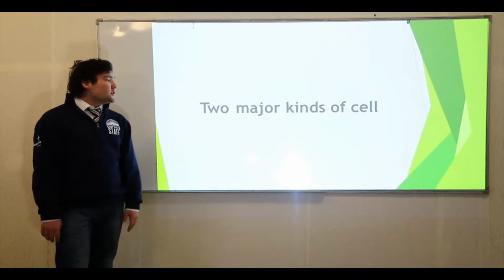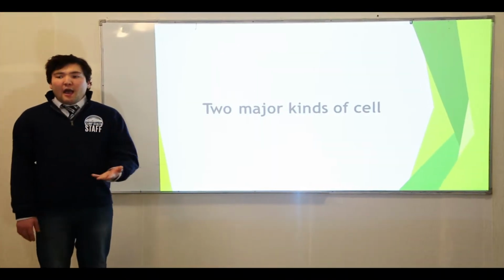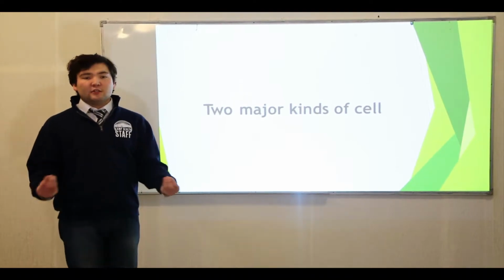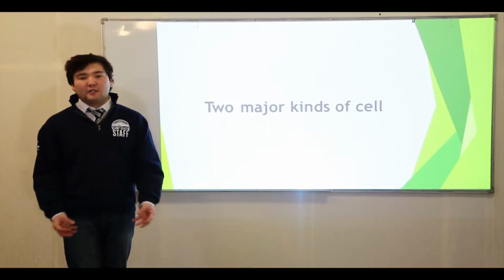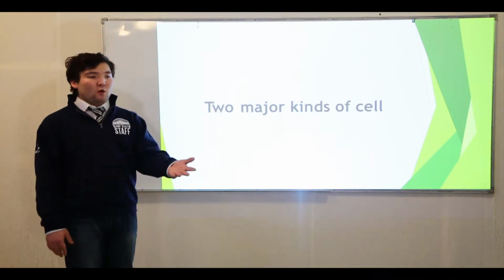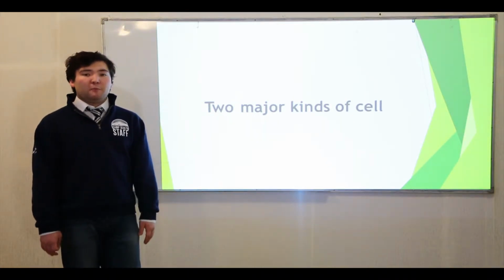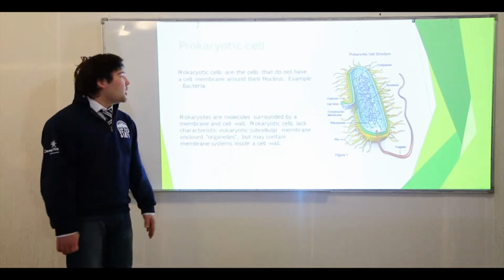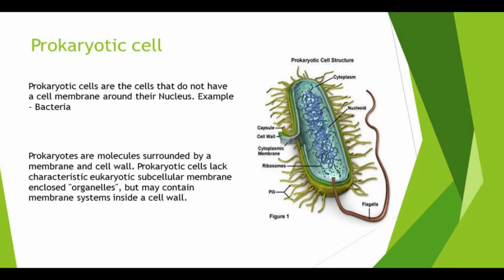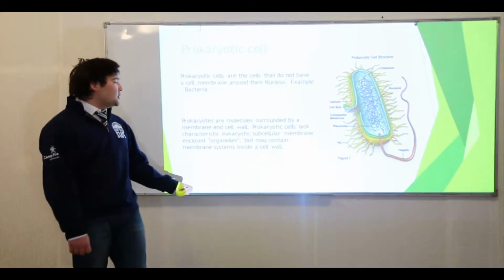Next. Scientists divide cells into two major kinds, in terms of the whole kingdoms. The first of them is the prokaryotic cell. So, what is a prokaryotic cell? Prokaryotic cells are cells that do not have a membrane around their nucleus. One example of an organism that has prokaryotic cells is bacteria.